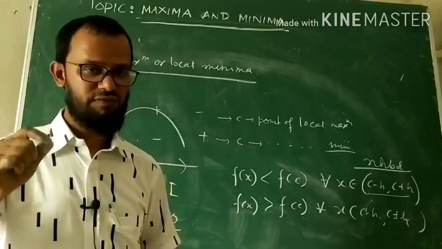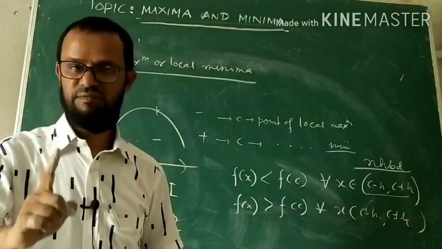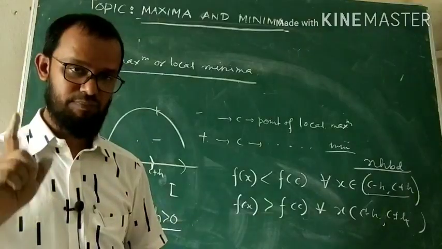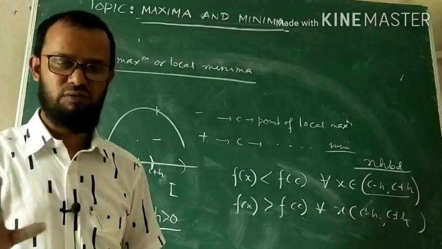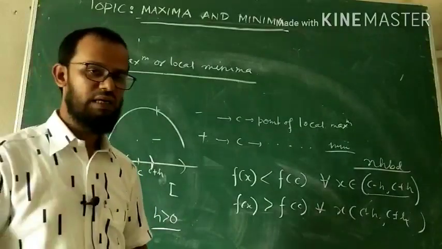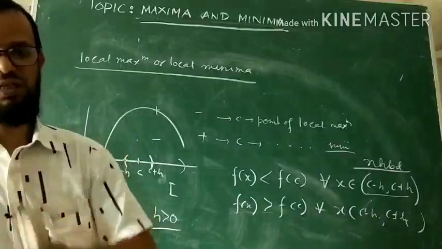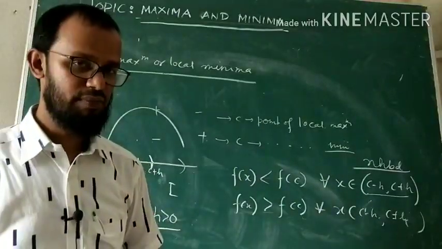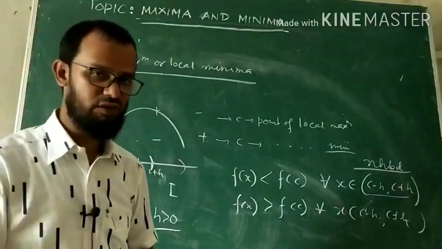The very important first point to remember: if f dash x changes sign from positive to negative at a particular point, that point is called a point of local maxima. Similarly, if f dash x changes sign from negative to positive at x equal to c, then that point is called a point of minima. And the minimum value is the functional value at this point x equal to c.